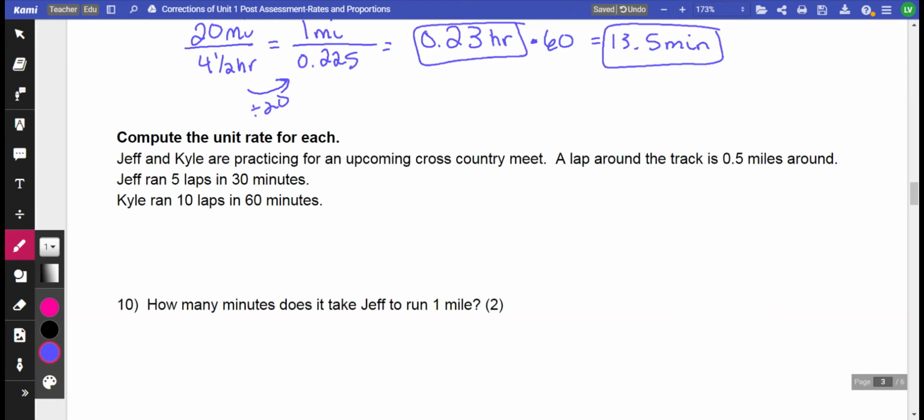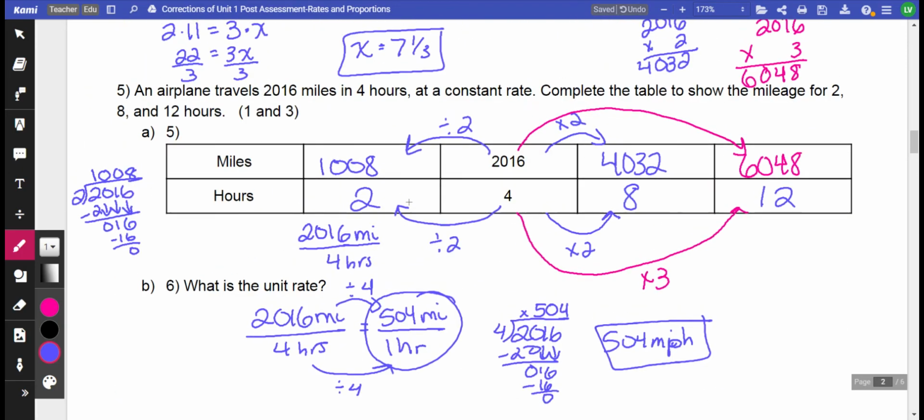All right, so we're going to compute the unit rate for each. Jeff and Kyle are practicing for an upcoming cross-country meet. A lap around the track is half a mile around. Jeff ran 5 laps in 30 minutes. Kyle ran 10 laps in 60 minutes. All right.